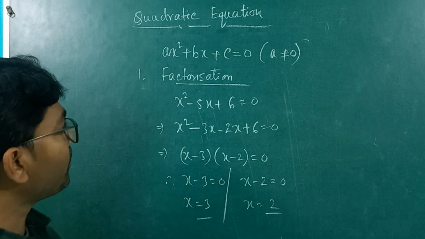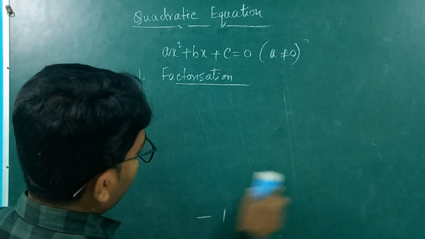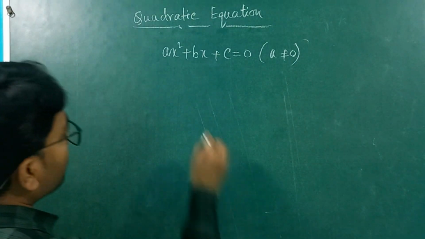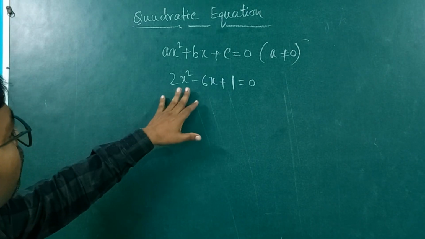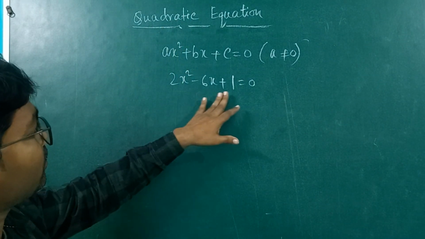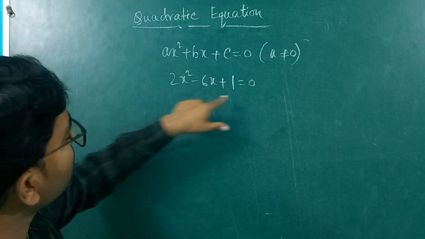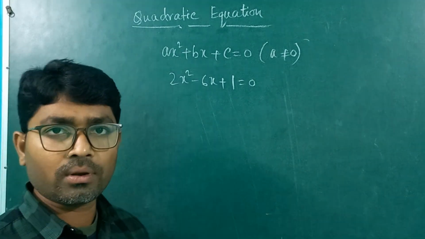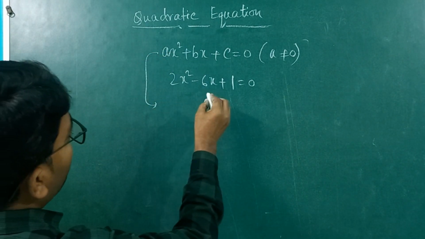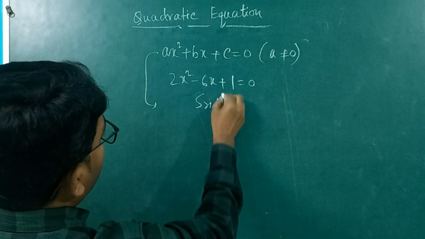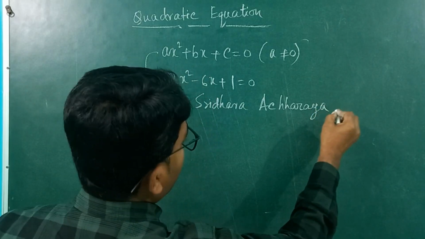Now it is not possible every time to factorize the equation. Suppose I give an example, 2x square minus 6x plus 1 equal to 0. This one is also a quadratic equation, but you can't factorize this. Then what can we do? When you can't factorize the equation, we have a general solution given by Sridhar Acharya. This is a very well known formula, Sridhar Acharya formula.